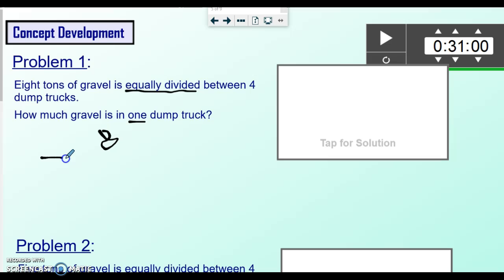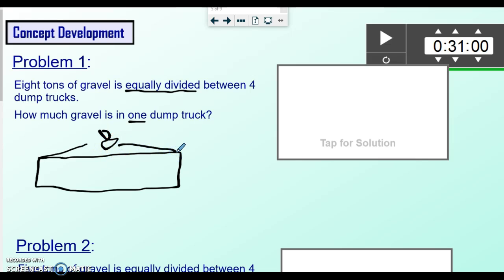So say I have this whole entire gravel right here. Here's my tape diagram, friends. And this whole thing stands for the 8 tons. How many pieces are we supposed to divide them into? 4. This right here gives us our answer. That means that we are dealing with 8 divided by 4. They're giving you everything you need in the sentence.